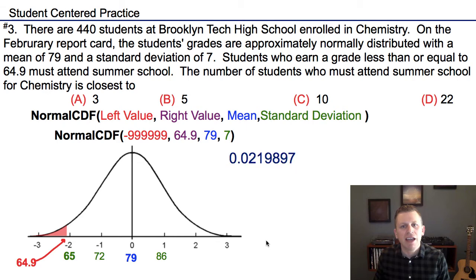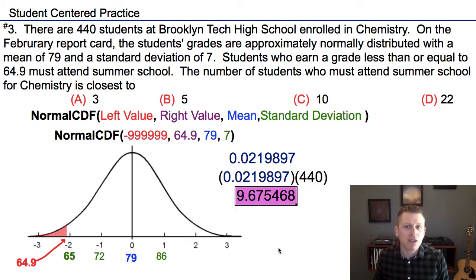Calculating this, I get about 0.021. What this means is that only 2.1% of the students earn a grade of less than 64.9. We want to find out how many students have to attend summer school. So I take the population, which is 440, and I multiply it by this number. When I do so, I get about 9.67, which means that approximately 10 students will need to attend summer school for chemistry. Let's try one final problem.